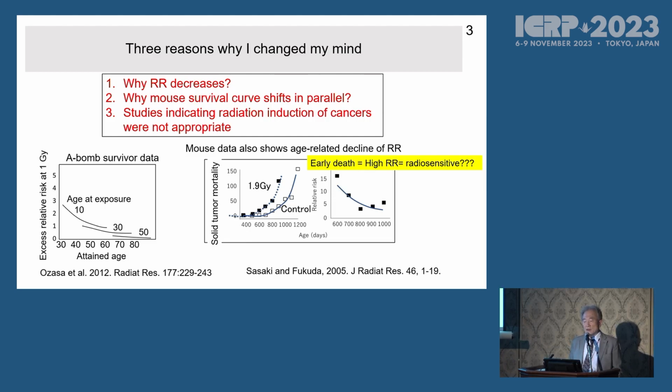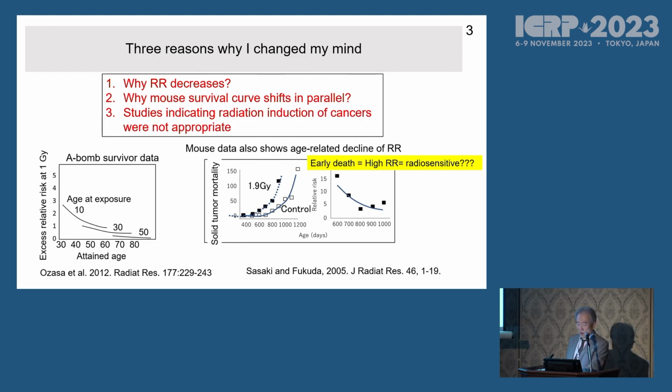There are 3 reasons why I changed my mind. About 5 years ago, I was a believer of the mutation theory of carcinogenesis. But then I got an idea. First thing is why relative risk decreases with the increase of time since exposure. I never heard good explanations for that. Second thing is why the mouse survival curve shifts toward younger ages in parallel. And the third point is I carefully looked at the past animal data showing dose response increase of animals bearing tumors. But that was, I shouldn't say fake, but yeah, that was wrong.